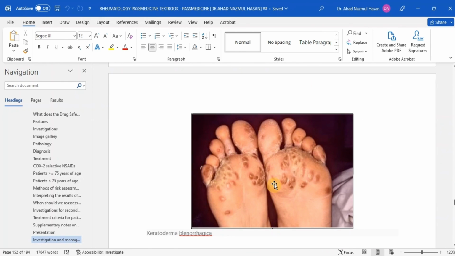And what is the name of this lesion? Yeah, this is keratoderma blennorrhagica.